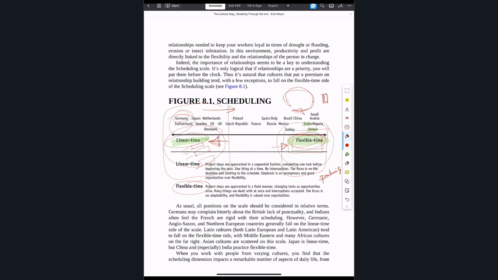In any case, I don't want to be diving deeper and deeper into these topics. The key is for you to study each of these dimensions in greater detail from the book. But I hope this video gave you enough insights about each of these dimensions and helps you navigate people from different cultures better.